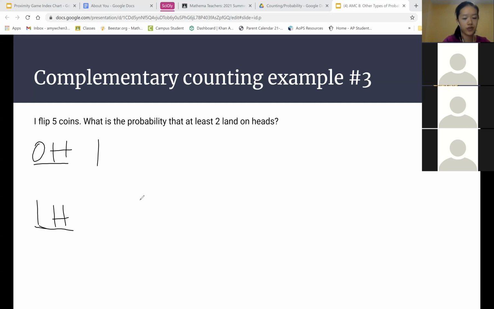Okay, for 0 heads, you have one way to do this because the only way you can flip 0 heads is to get all tails. And to get 1 head, you have 5 ways to do this because you can have heads in the first, second, third, fourth, or fifth position. And so the total ways would be 2 to the 5th power because of the fundamental counting principle. Each coin has 2 possibilities. So the total number of possibilities would be 2 times 2 times 2 times 2 times 2. So that is 32 possible ways.